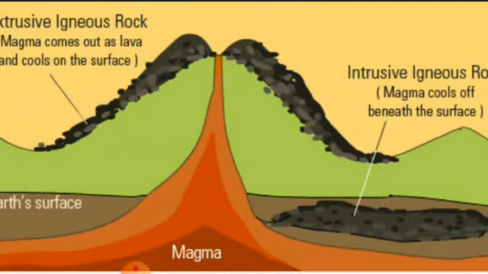Like this, the magma comes out. There are two types of igneous rocks: extrusive igneous rock and intrusive igneous rock. When the magma cools off beneath the surface, these kinds of rocks are formed. That is called an intrusive igneous rock. In extrusive igneous rock, magma comes out as lava and cools on the surface.